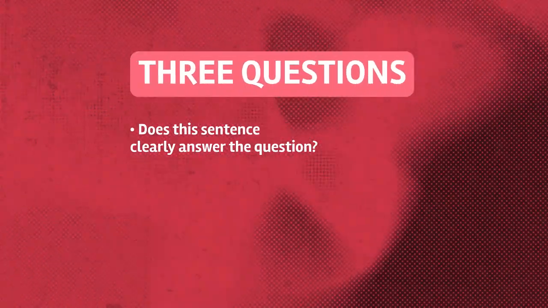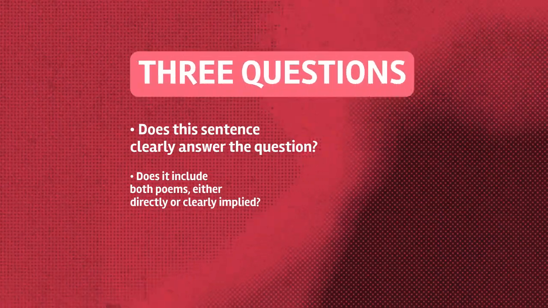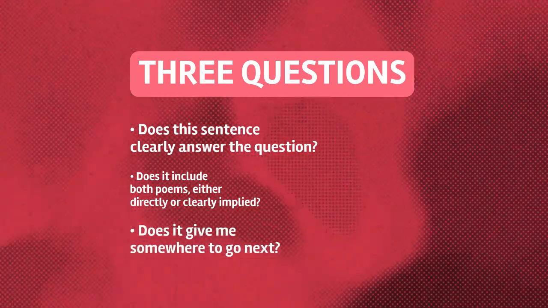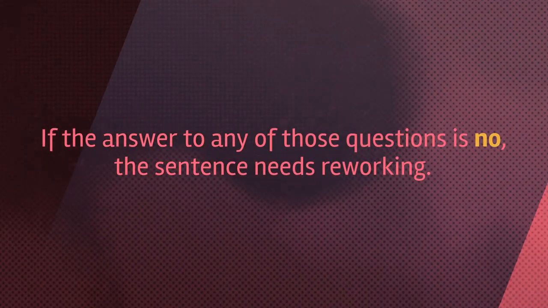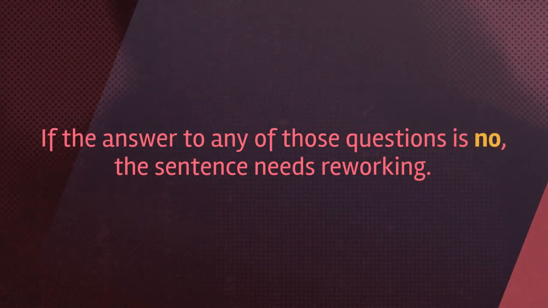When you write a comparative point, ask yourself three questions. Does this sentence clearly answer the question? Does it include both poems, either directly or clearly implied? Does it give me somewhere to go next? If the answer to any of those questions is no, the sentence needs reworking.